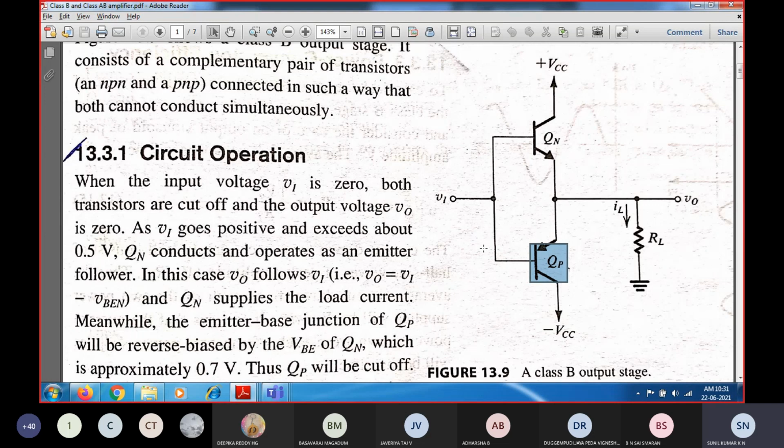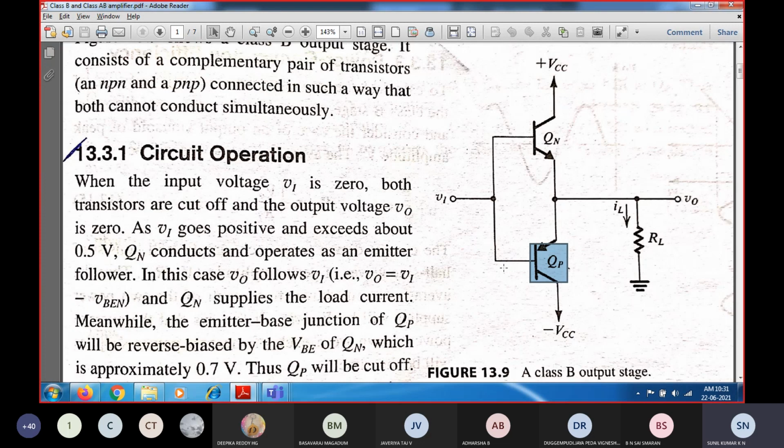So whenever the input voltage is moving in the positive direction, what will happen? This is becoming positive, and this is negative. So it is reverse voltage, and VBE will be negative. So when you are giving the positive, the transistor is going to be operating in reverse bias only.